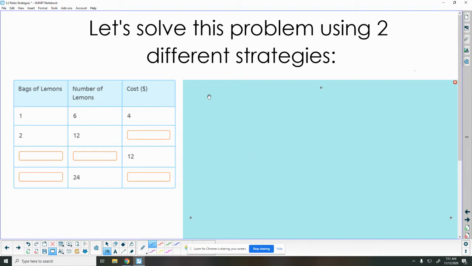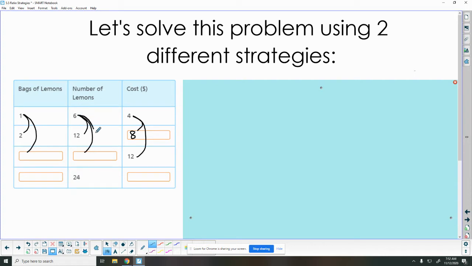So now let's look at this problem using a couple different strategies as well. We've already solved it one way, so let's try another. So we could use a table, and we could say that every time I have a bag of lemons, I get 6 lemons, and it costs $4. So if I bought 2 bags of lemons, it would cost $12. So we times by 2. So now how did I get from 4 to 12? Well, that's times by 3. So I need to do 6 times 3 and 1 times 3.